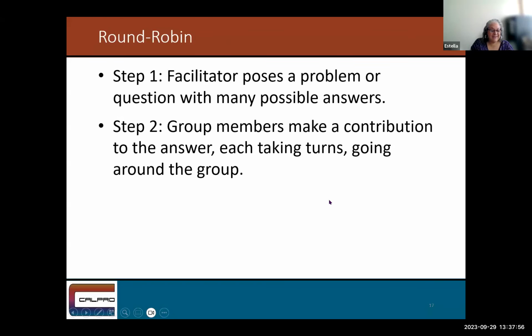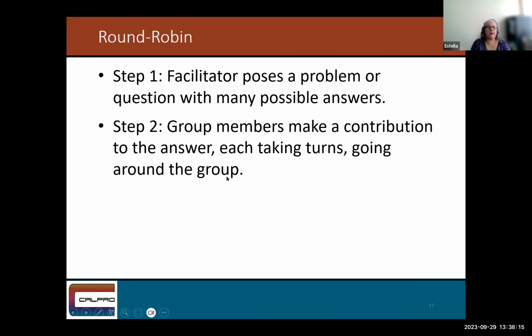Okay, so in this round robin, you will be in groups of 4, and I think we have enough people to do 2 groups. Yes, Laura? That's right. Okay, excellent. And we're going to use the breakout rooms, yes? Yes, we are. Okay. All right.